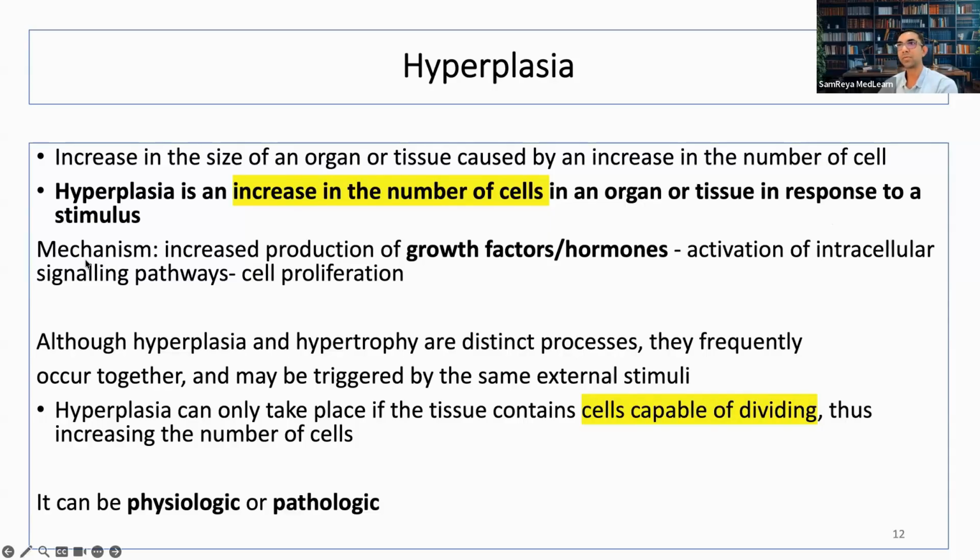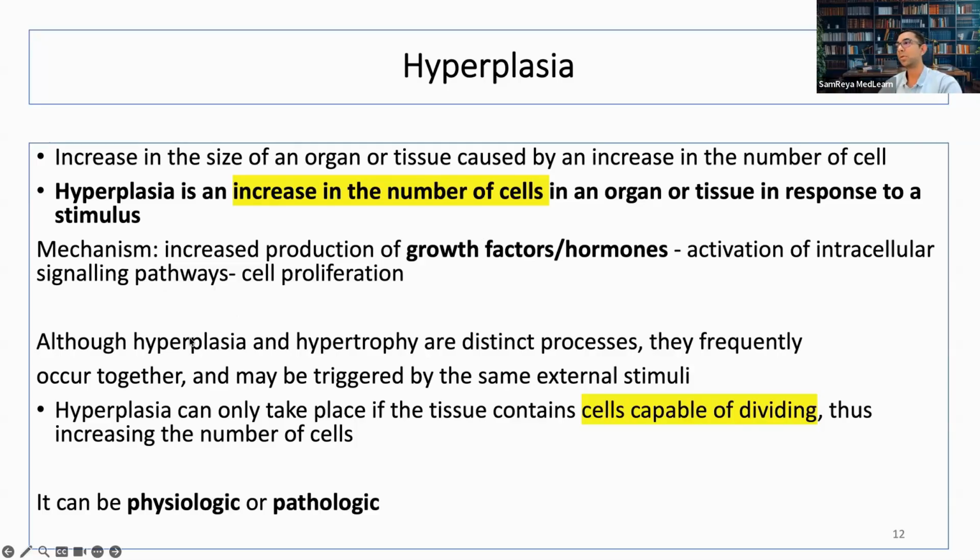So what is the mechanism of it? Again, increased production of growth factors and hormones. I would want you to remember this: growth factors and hormones acting on hormone-sensitive tissues. Whenever you're talking about hormones acting on a cell, start thinking about glandular tissues or tissues in the body which respond to hormones. Most of them undergo hyperplasia. The action of growth factors and hormones leads to activation of intracellular pathways, which leads to cell division.